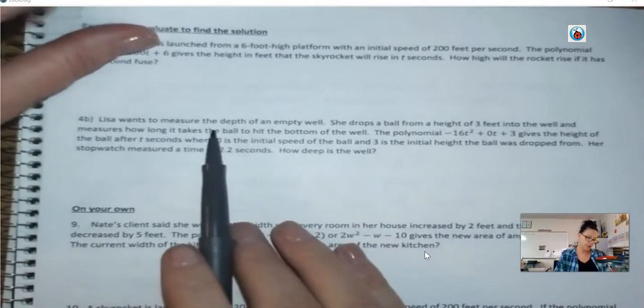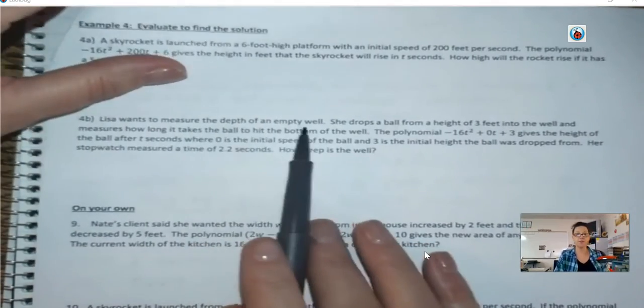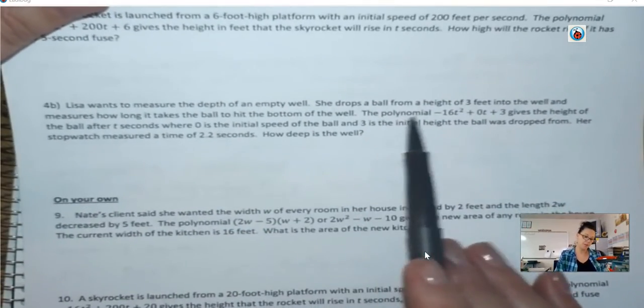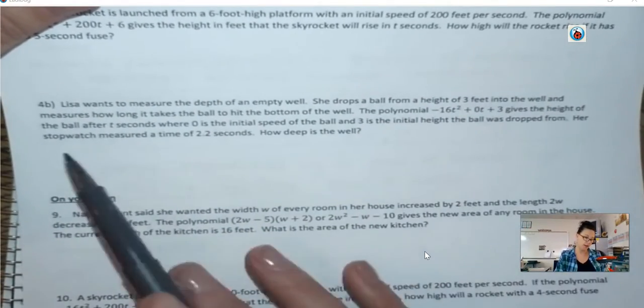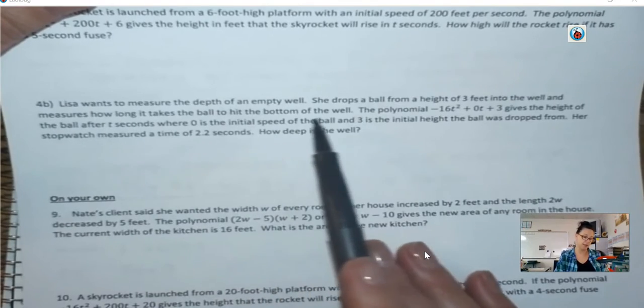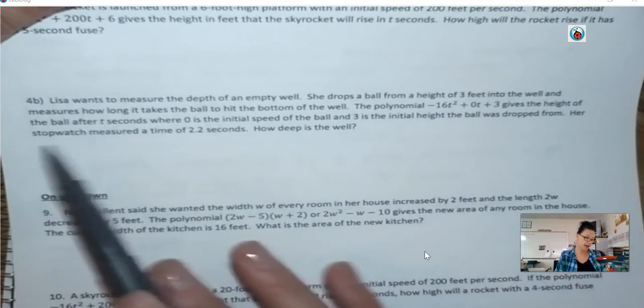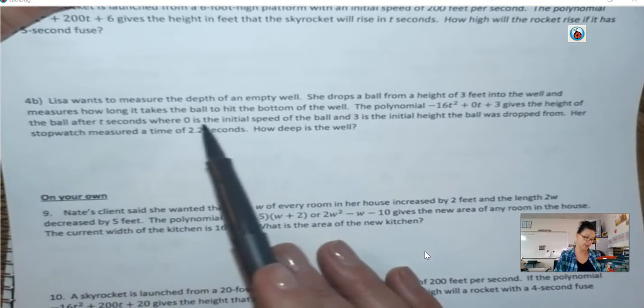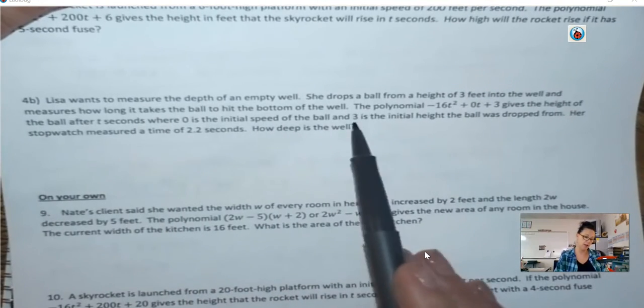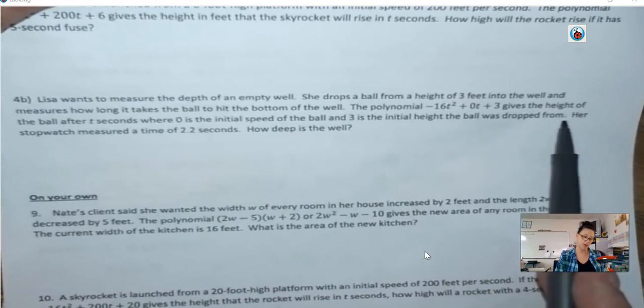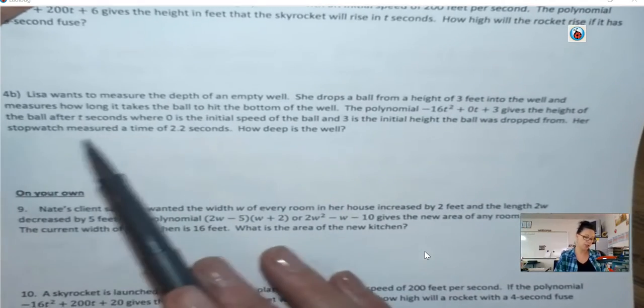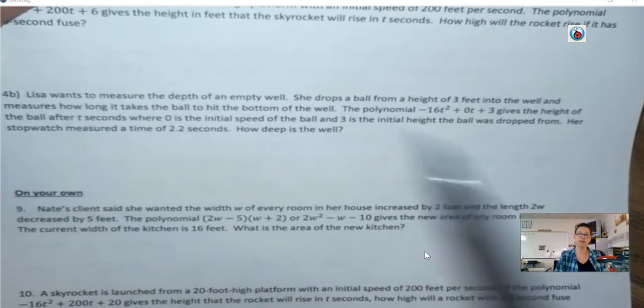Lisa wants to measure the depth of an empty well. She drops a ball from a height of 3 feet into the well and measures how long it takes the ball to hit the bottom of the well. The polynomial gives the height of the ball after t seconds, where 0 is the initial speed of the ball and 3 is the initial height the ball was dropped from. Her stopwatch measured a time of 2.2 seconds. How deep is the well?